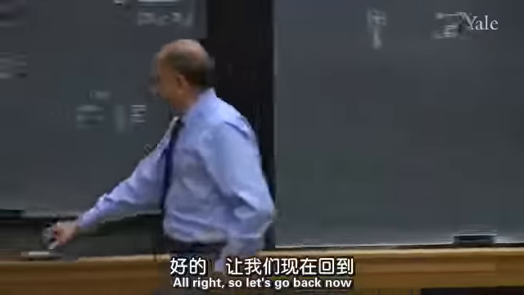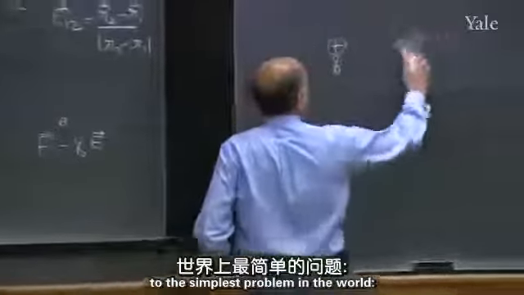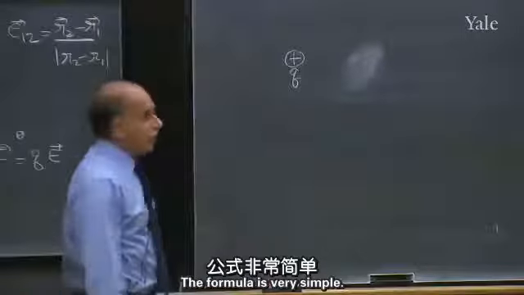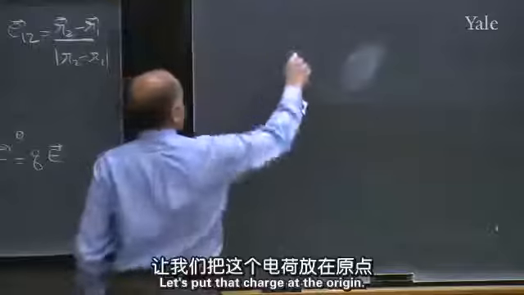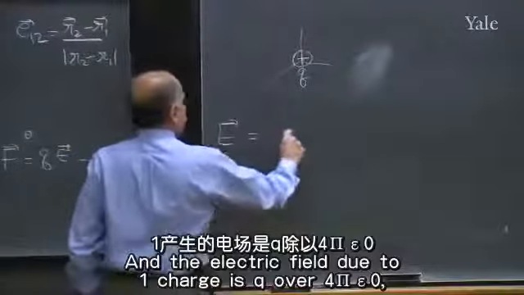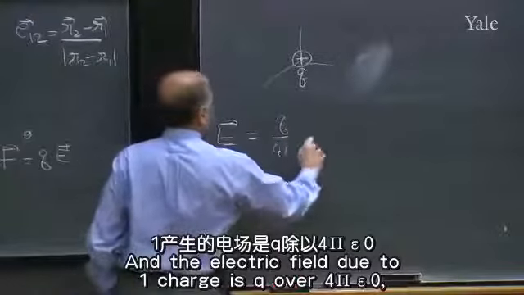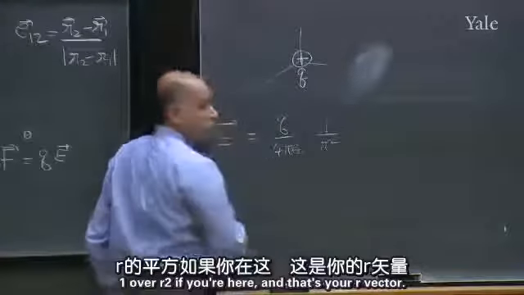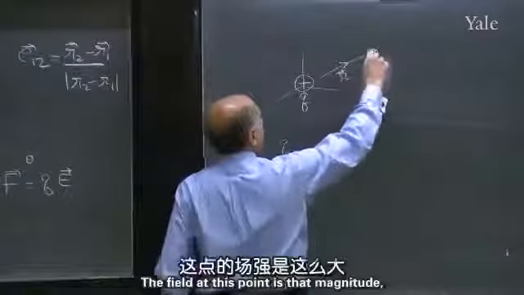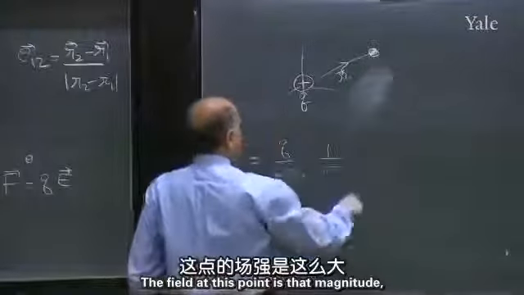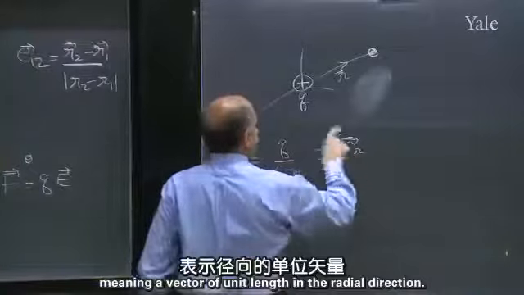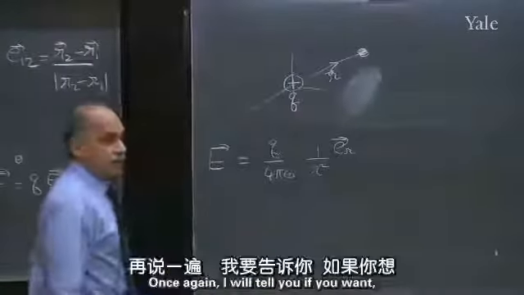All right, so let's go back now to the simplest problem in the world, the electric field due to one charge. The formula is very simple. Let's put that charge at the origin. The electric field due to one charge is q over 4 pi epsilon 0, 1 over r squared. If you're here, and that's your r vector, the field at this point is that magnitude, and I'm going to write e sub r, meaning a vector of unit length in the radial direction.